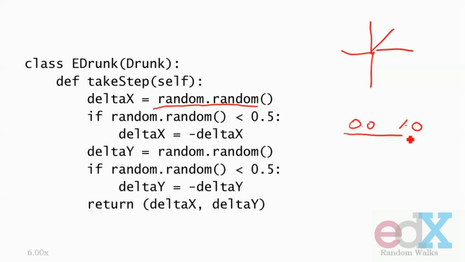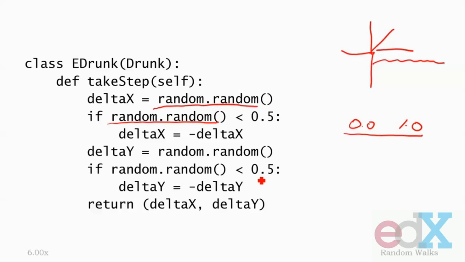Now notice that this will always be a positive number, and we surely don't want our drunk to always be wandering eastward. So we'll take another use of random.random, and we'll say if it's less than 0.5, then we'll make delta x equal to minus delta x.